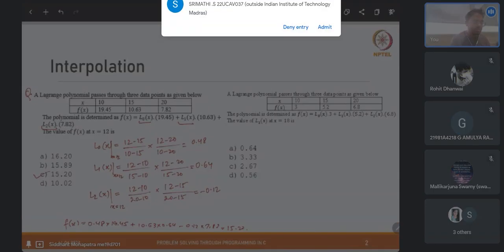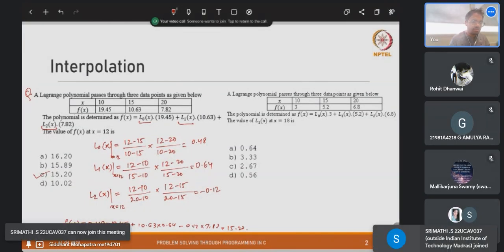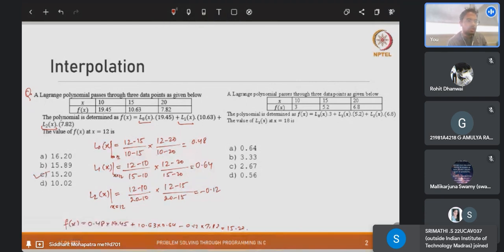Is that clear? How to do a Lagrange interpolation and calculate the value of the interpolate. So we had 3 points here at x equal to 10, x equal to 15 and x equal to 20, and using this Lagrange polynomial we calculated the value of the function at x equal to 12, and this is how you would do it. So this is f(x) at x equal to 12. The value came out to be 15.20.